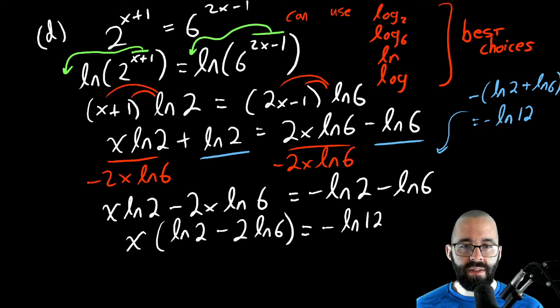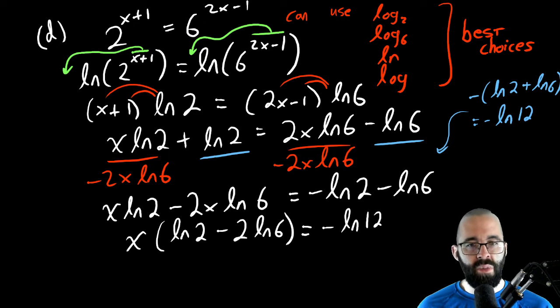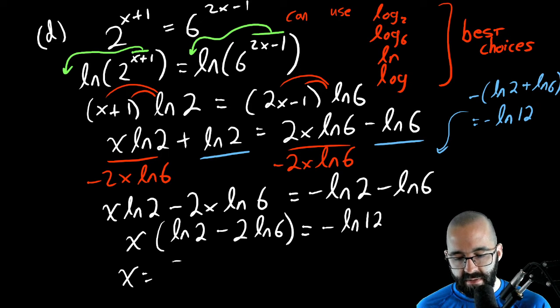I'm not going to take off points if you don't write it as natural log of 12, but it does make it look nicer. Now we can solve for x as long as we divide both sides by the thing that is getting multiplied by x. So x is negative ln 12 divided by ln 2.